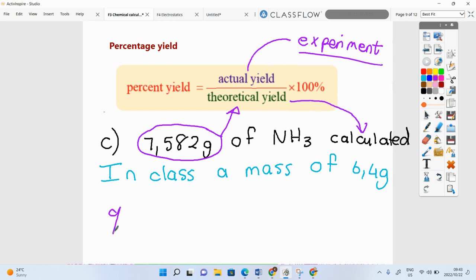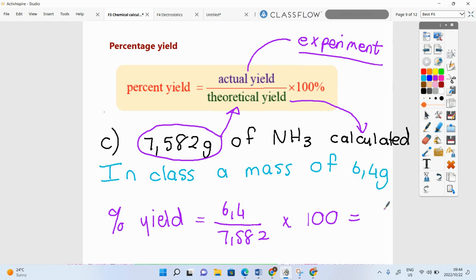So percentage yield. What are you going to put on top? The small number, but what he actually got in class. When you did the experiment, you got 6.4 grams. What he was supposed to get is the theoretical one that you calculate, and that is going to be 7.582 grams. Times by 100. And your calculator again has the hardest job. Let it do its job. Now, if you actually look at logic, then you must know you've done something wrong.